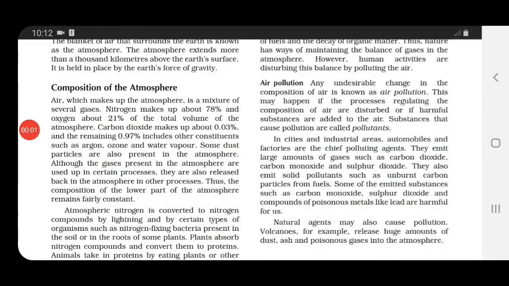Now in the next part of this topic, children, they are talking about the chief polluting agents, okay, how we are disturbing the balance of different gases in the air by polluting the air, okay, so just go through it.